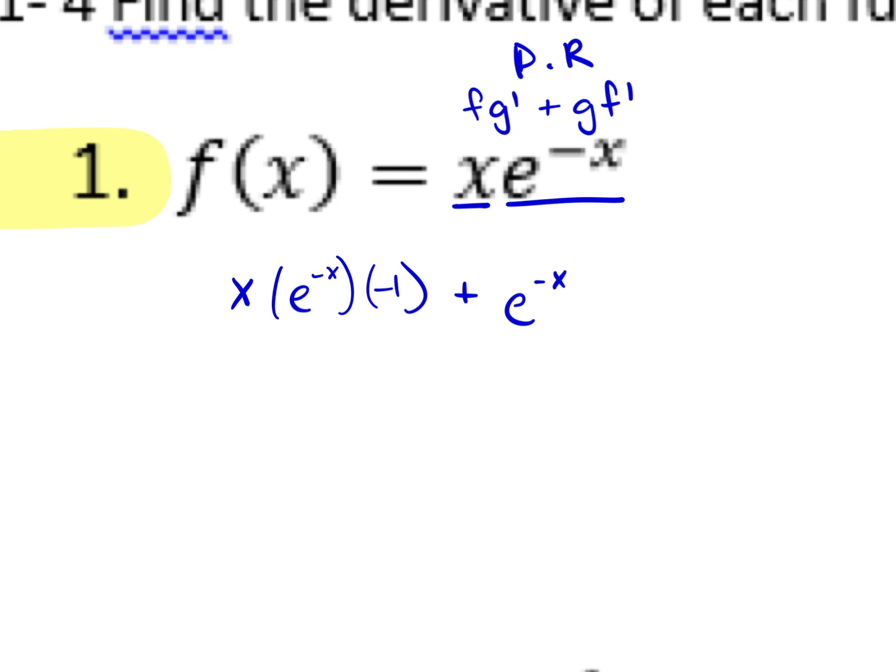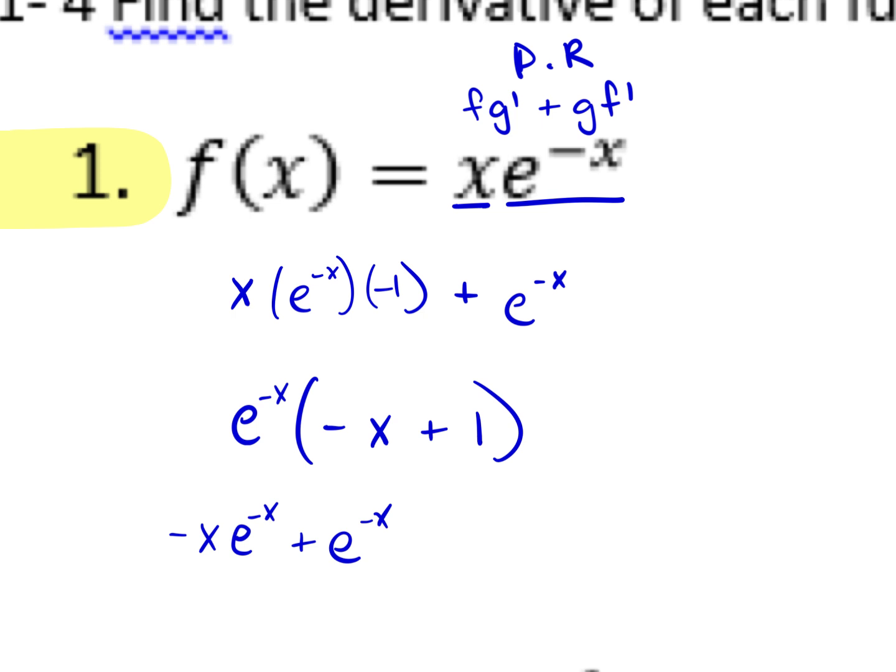So a couple different ways you can simplify it. Look at your answer choices, see what they look like. They might not pull out a GCF, they might, so just look at your answer choices. We could simplify this by pulling out e to the power of -x. We'd be left with -x plus 1. It could just be written as -x times e to the power of -x plus e to the power of -x. Could be written either way. So just look at your answer choices.